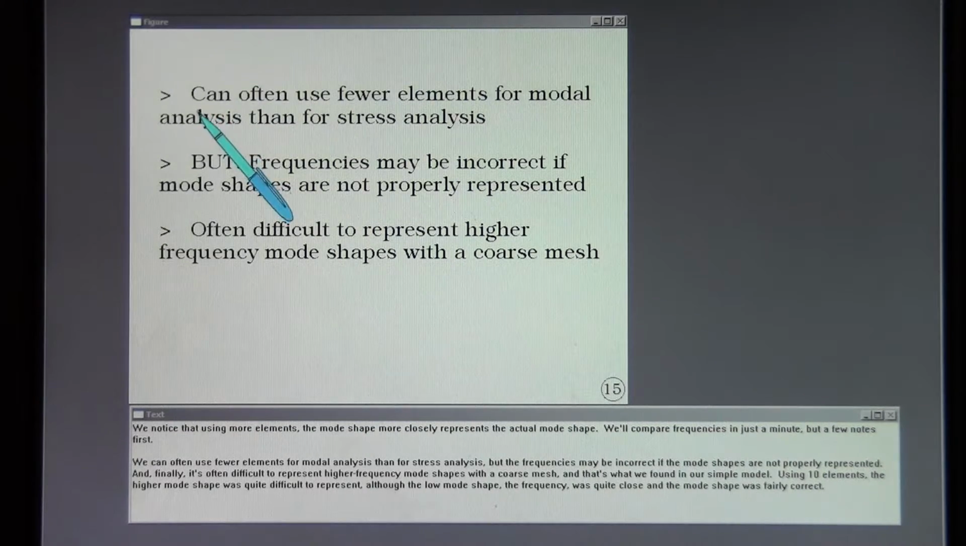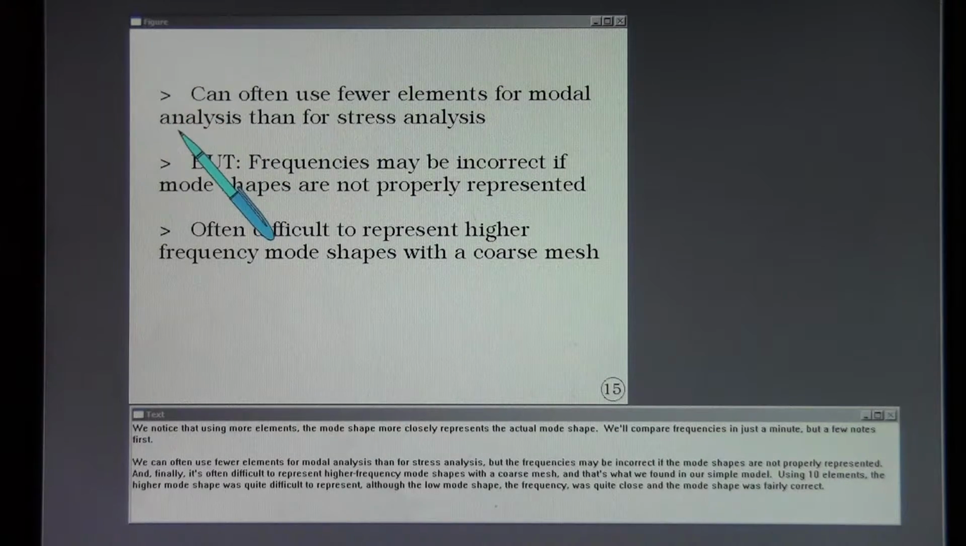We can often use fewer elements for a modal analysis than for a stress analysis. But the frequencies may be incorrect if the mode shapes are not properly represented. And finally, it's often difficult to represent higher frequency mode shapes with a coarse mesh. And that's what we found in our simple model. Using 10 elements, the higher mode shape was quite difficult to represent, although for the low mode shape, the frequency was quite close and the mode shape was fairly correct.